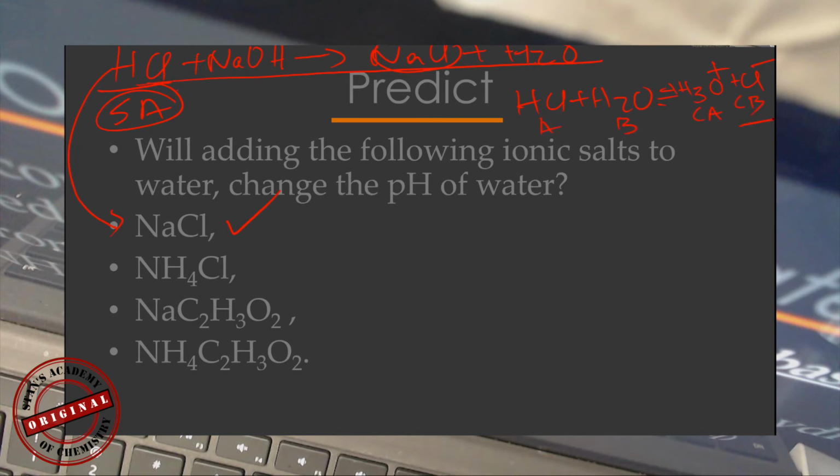The question is, is Cl minus a strong conjugate base or a weak conjugate base? The answer should be Cl minus is a weak conjugate base. If Cl minus is a weak conjugate base, will it undergo hydrolysis?